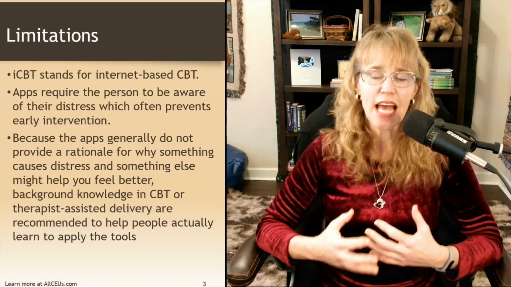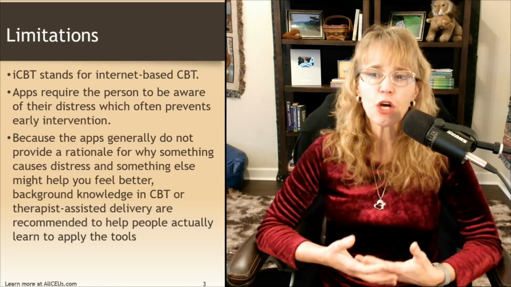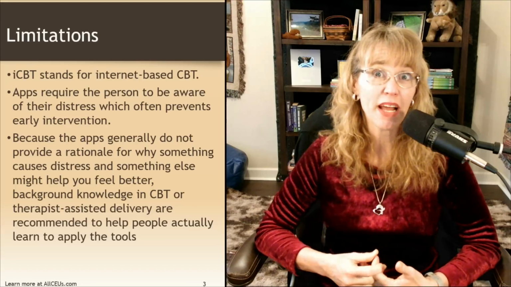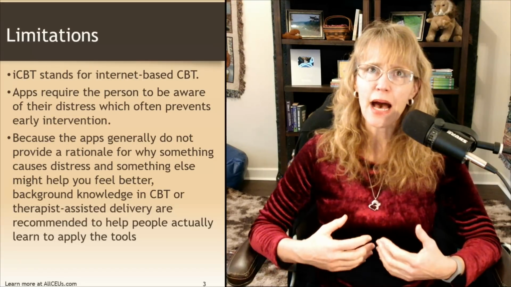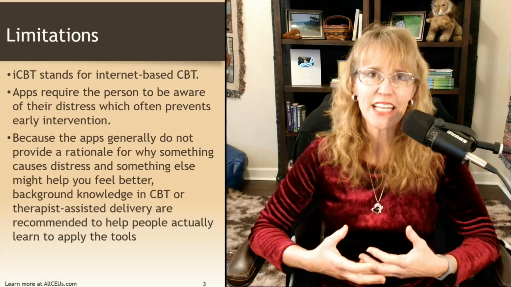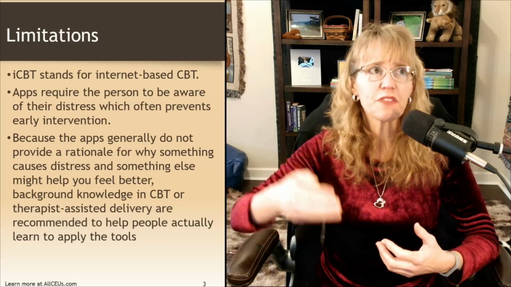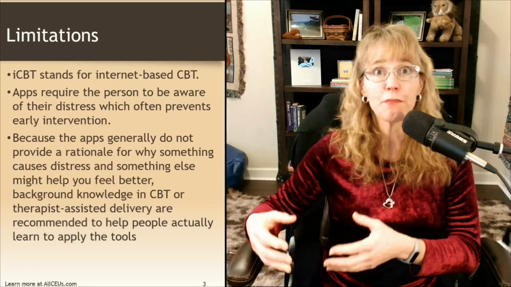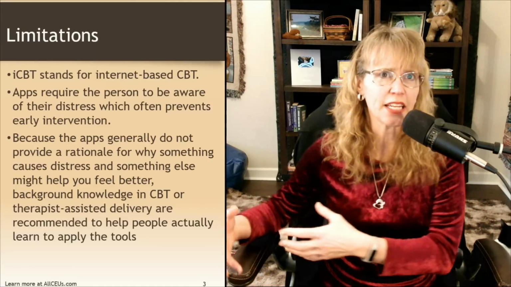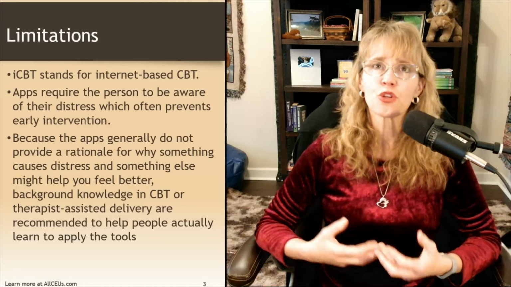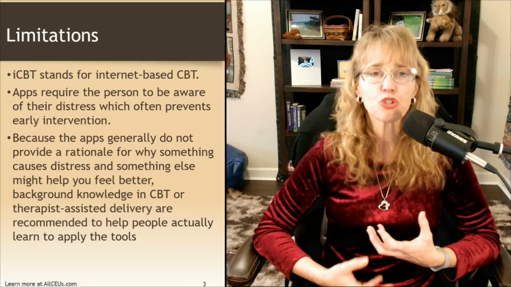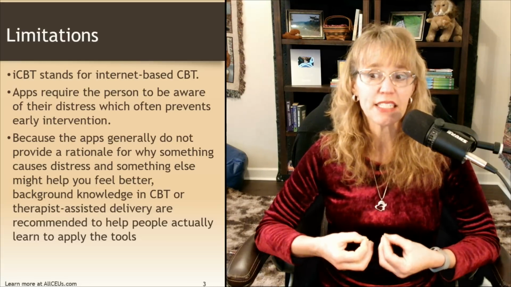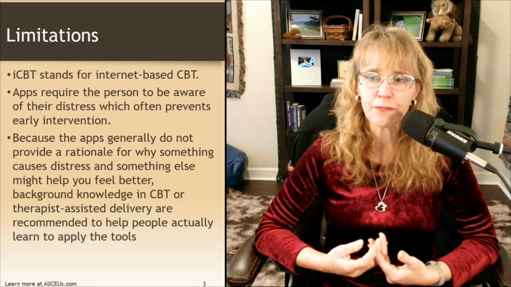But when it does happen, the apps generally don't provide a rationale for why something is causing distress or something else might help you feel better. The app would also often say something like, check which of the cognitive distortions you are using now and what might be a better way to restate it. But they're not looking at the root cause. What was it that triggered you to have that unhelpful thought or that distressful thought at that moment?